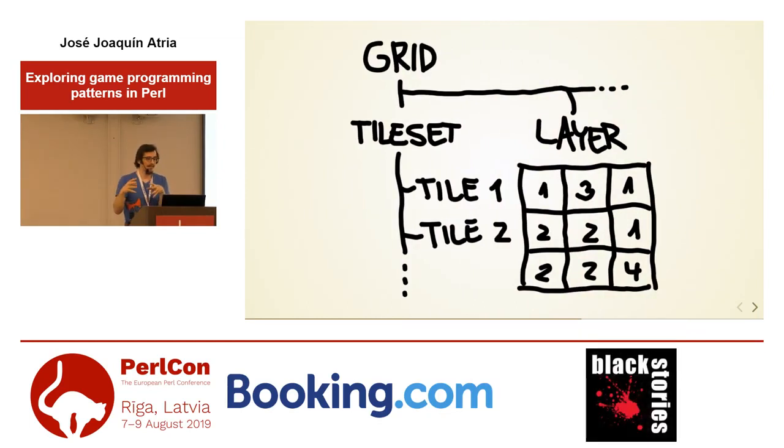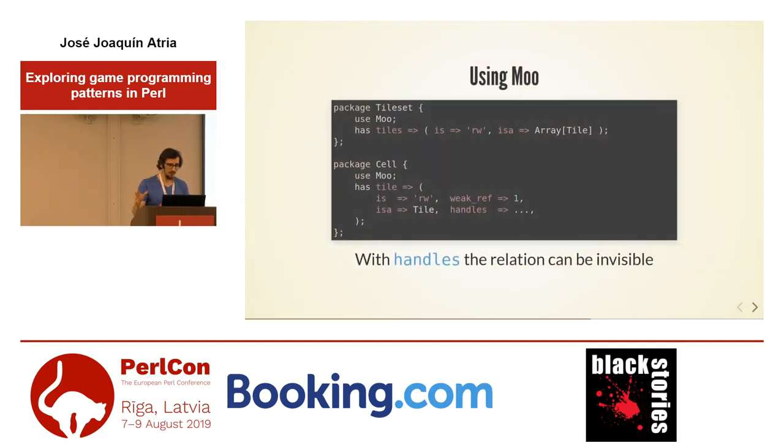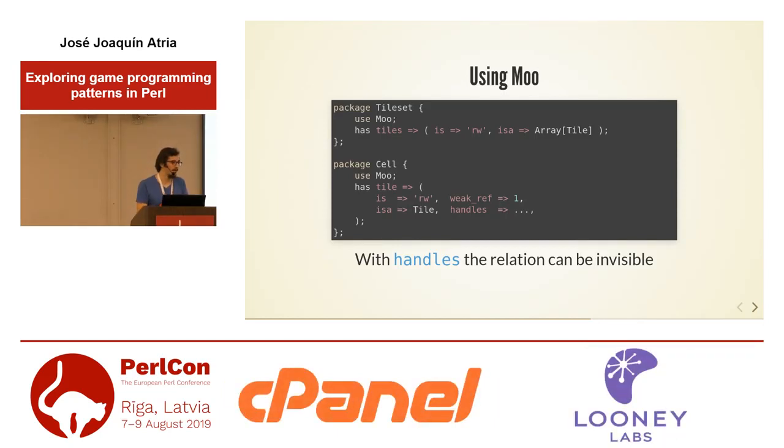So you have a grid, and then the grid has a tile set that will have a list of tiles, and then you have a set of layers, and then each of the layers will have a set of cells, and the cells will point to the tiles. So if I show you something in code, which is clearer, you'll have a tile set which has an array of tiles, and then you have a cell that links to that tile. And if you use the handles feature in Moo, you can actually make this connection transparent. The user never needs to know that these objects are different.